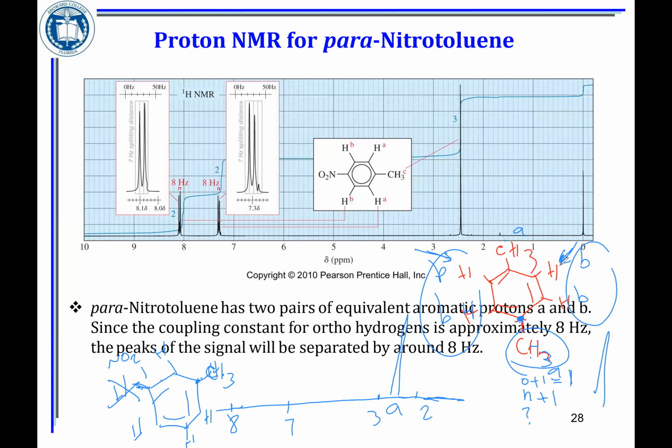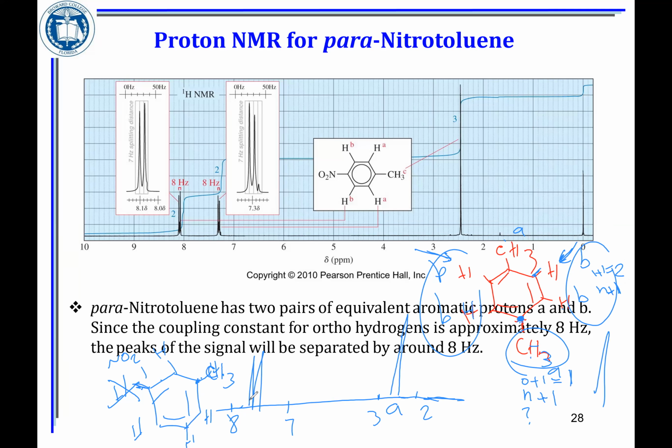And now, what would be the splitting pattern for hydrogen B? How many hydrogens do you have on the adjacent carbon? So N plus 1, in this case, is going to be 1 plus 1, and that equals 2. So for hydrogen B, you're going to get a doublet. But since they're all the same, it's going to be 1 doublet.